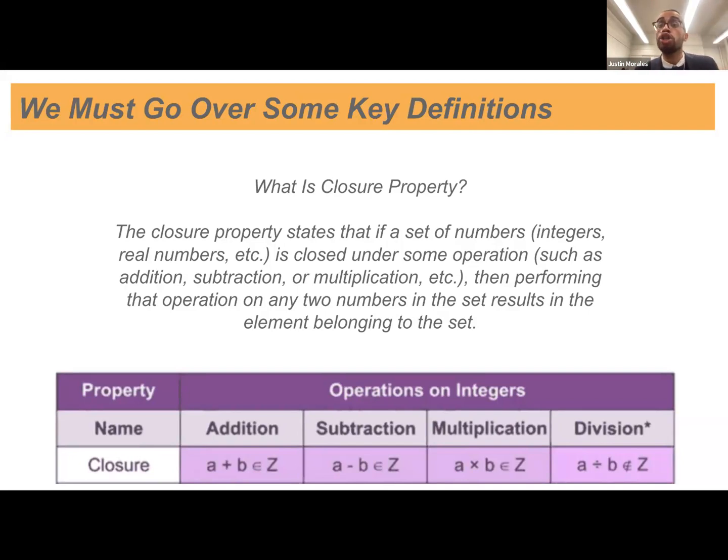When you add two integers like 5 plus 7, you get another integer, 12. When you subtract two integers, 7 and 5, you get another integer. When you multiply two integers, 5 times 2, which equals 10, you get another integer. Those all fall under the closure property, but not division. For example, 5 is an integer and 2 is an integer, but when you do 5 divided by 2, you get 2.5, and 2.5 is not an integer. So one thing we need to understand is the closure property.